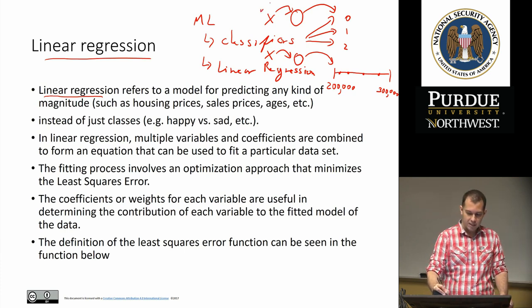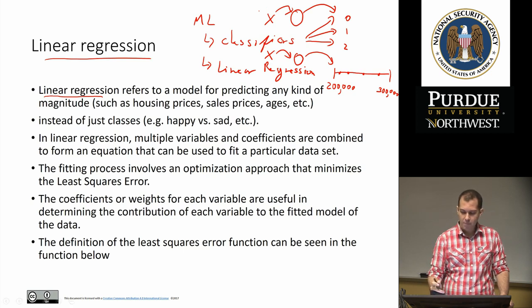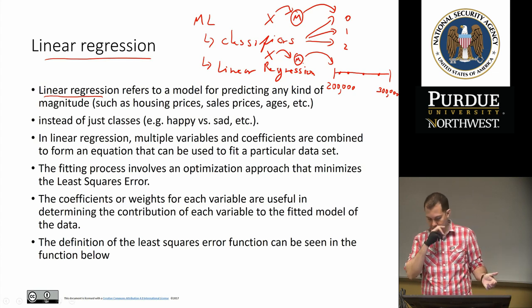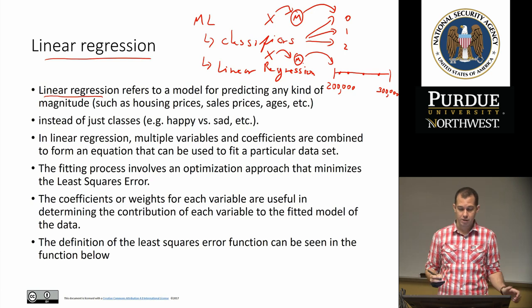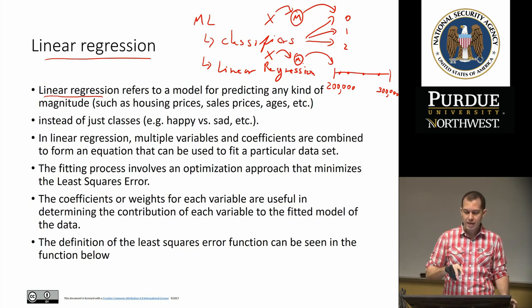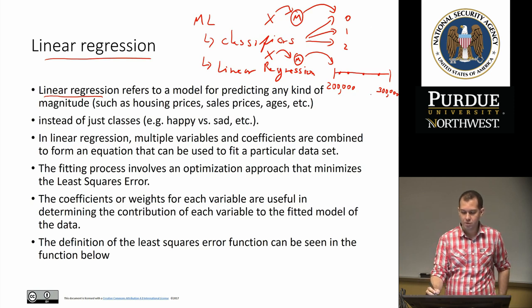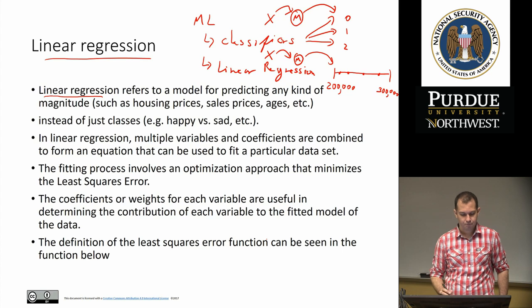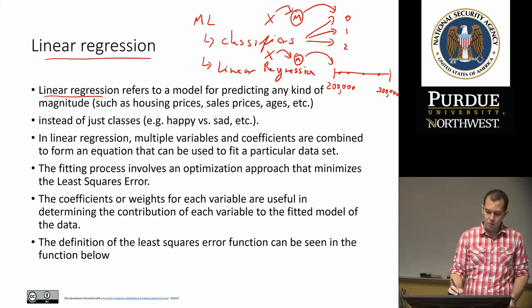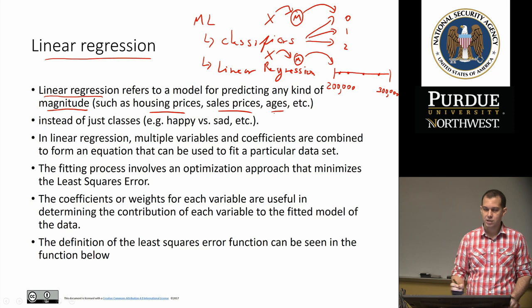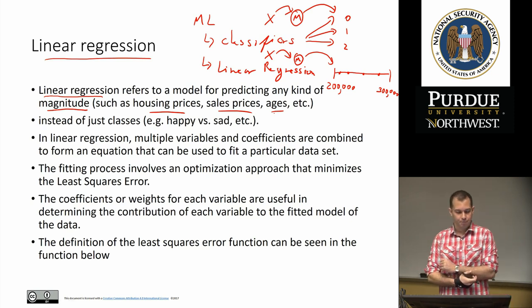But if you notice, this is the same. Converting the feature space is the same. Building the model, there are classifier models versus linear regression models, but it's still kind of the same approach. The only difference is the predicted value. The predicted value can be classes, or the predicted value can be real value numbers. So linear regression refers to a model for predicting any kind of magnitude, such as housing prices, sales prices, ages, or anything that can be quantified.